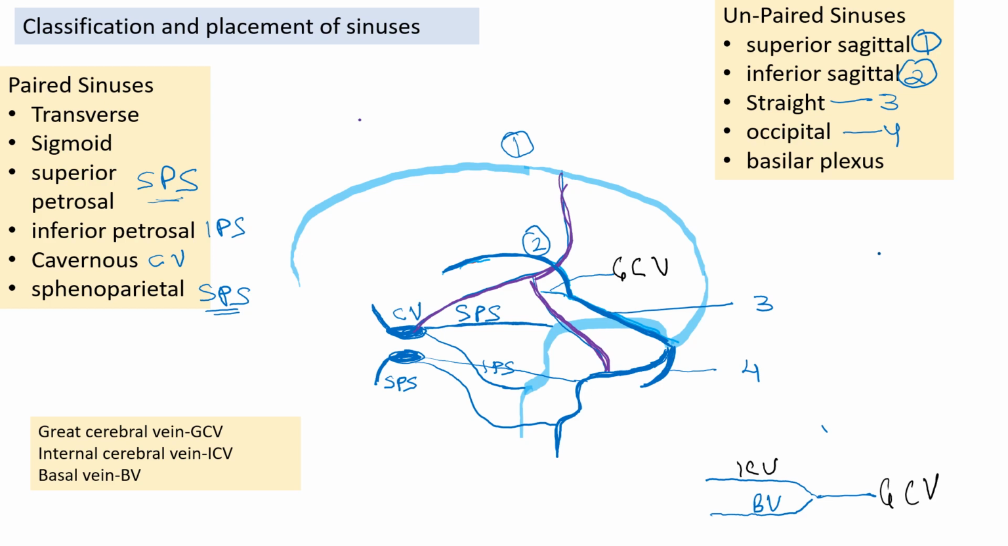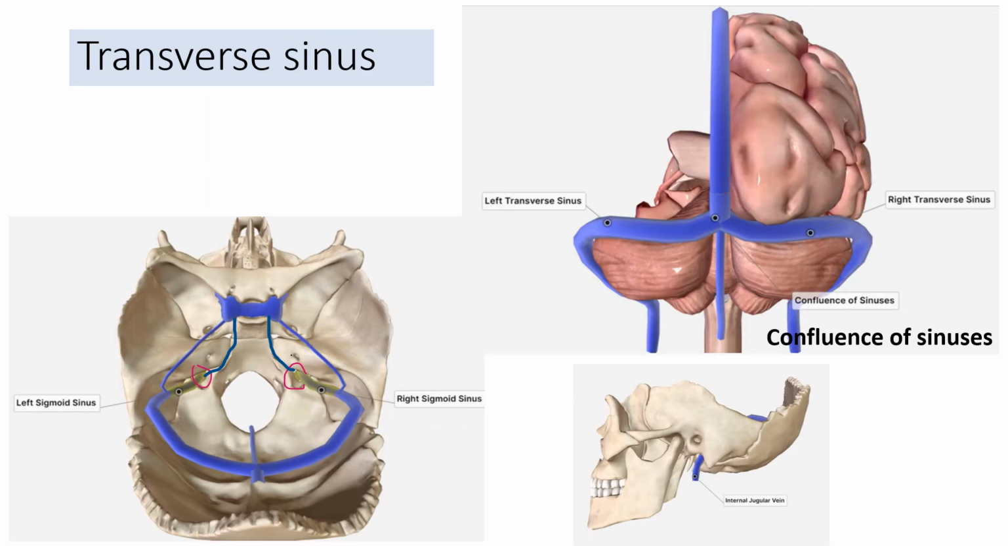So let us see again a little bit about the confluence of sinuses. As we saw, this is the falx cerebri and these are the transverse sinuses. All of these sinuses are meeting almost in the midline at the level of the internal occipital protuberance. This is the occipital sinus, the transverse sinus of both sides, and the superior sagittal sinus. This area is called the confluence of sinuses.